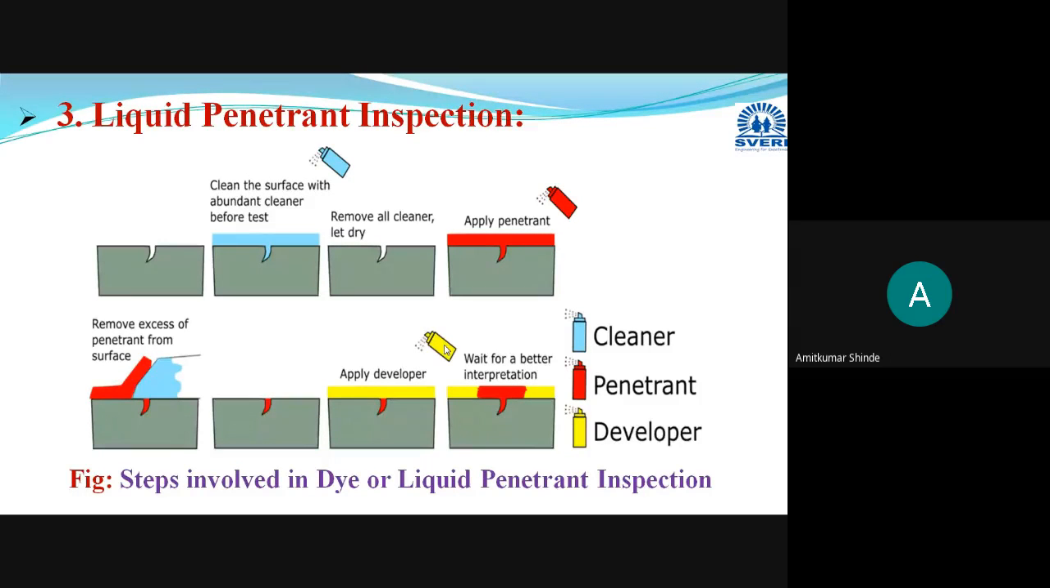So in today's lecture, we have completed three non-destructive testing inspection methods: visual inspection method, then magnetic particle inspection method or magnaflux inspection, and liquid penetrant or dye penetrant inspection method. The remaining methods, ultrasonic, then radiography, and eddy current, we will discuss in the next lecture.